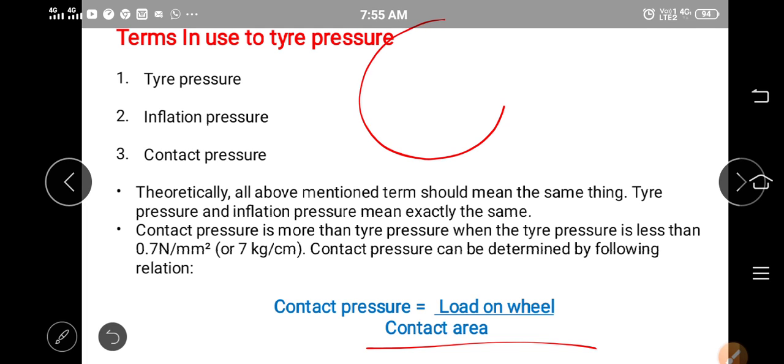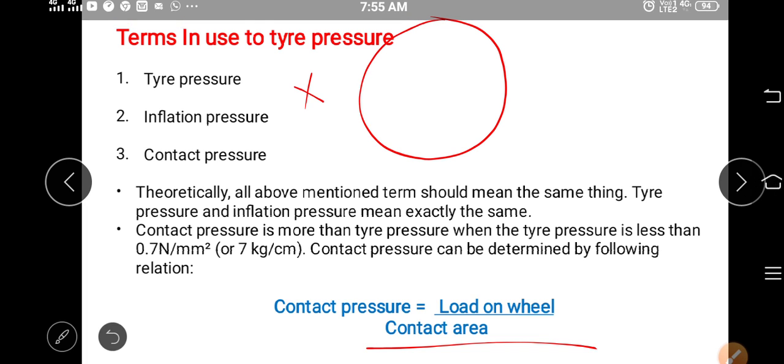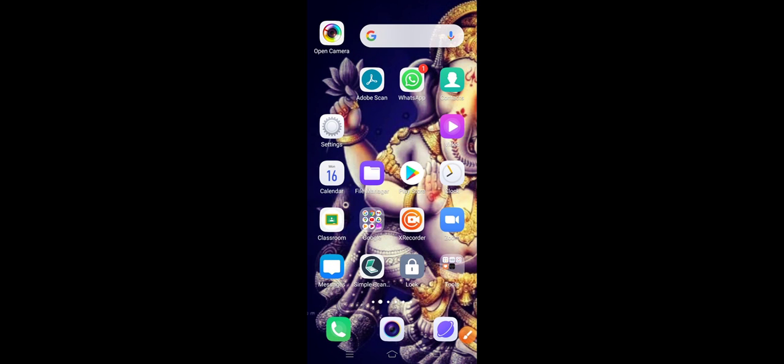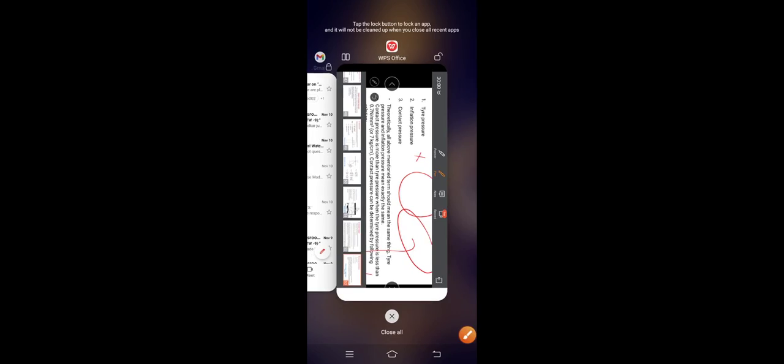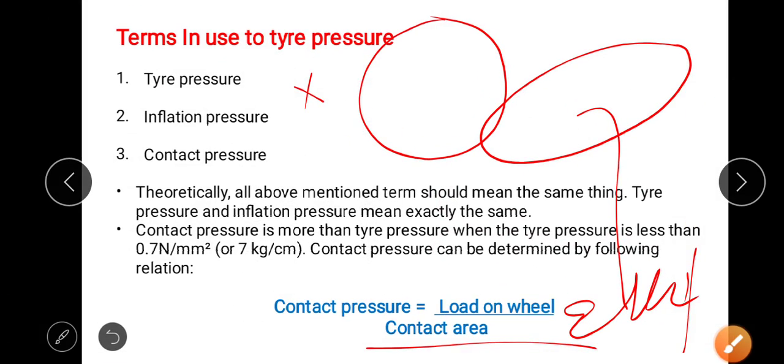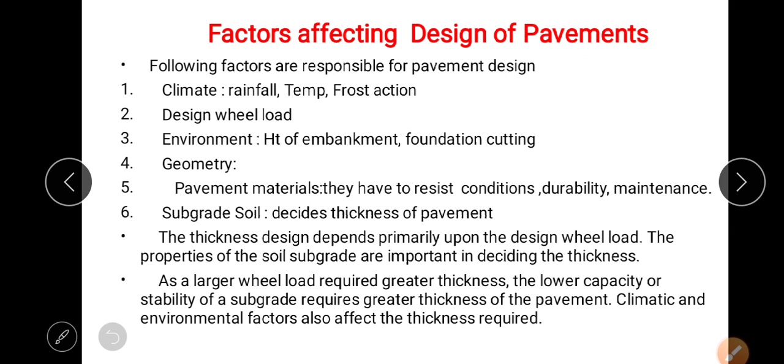As I already told, instead of circular, we go for elliptical. That's all the difference. Okay, students. Factors affecting design of pavements.